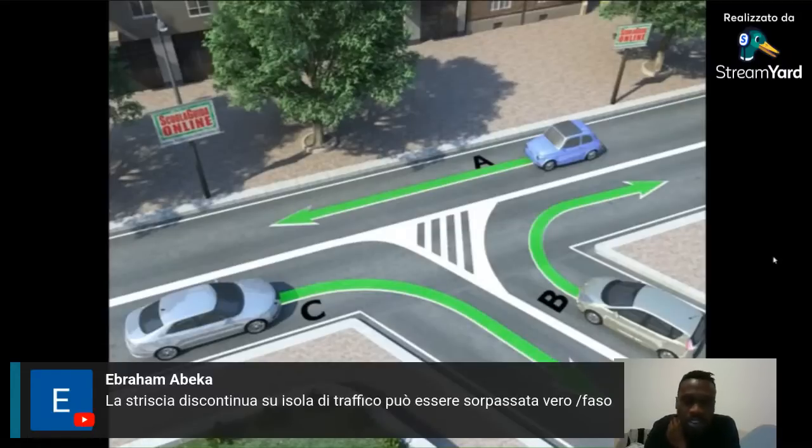So actually, Abraham's question refers to the first one that we saw, because it is the discontinua one. So it says the striscia discontinua on the isola di traffico can be overtaken. So according to what I've taught right now, Mr. Abraham, you can know the answer exactly by what I've taught, whether it is vero or falso. Do you understand, Mr. Abraham? Okay, let's move forward.